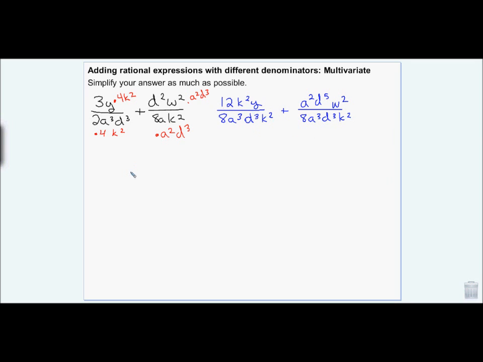Now I can add these together. So I have 12k squared y plus a squared d to the fifth w squared over 8a to the third d to the third k squared. Now, as we compare each of these three terms, no term has anything in common with all three. So there's nothing I can do to reduce this, and I am finished with this problem.